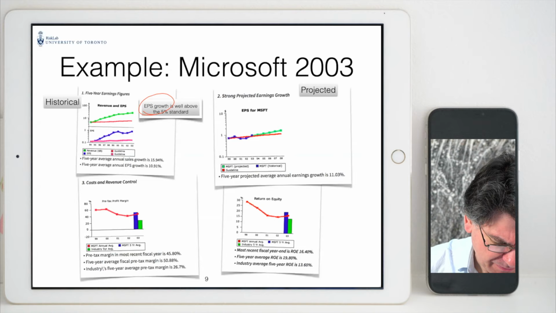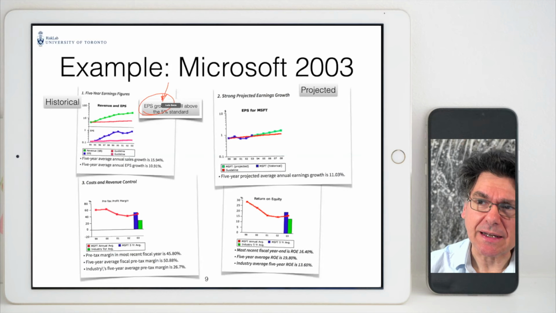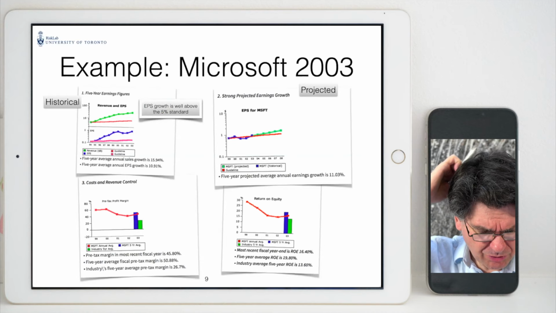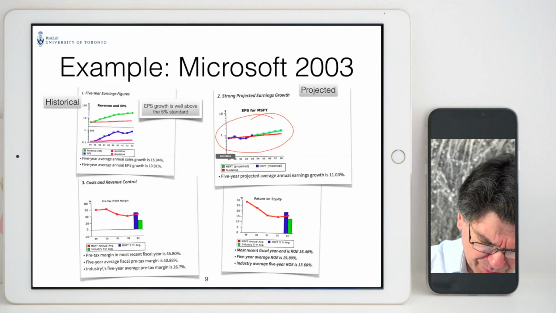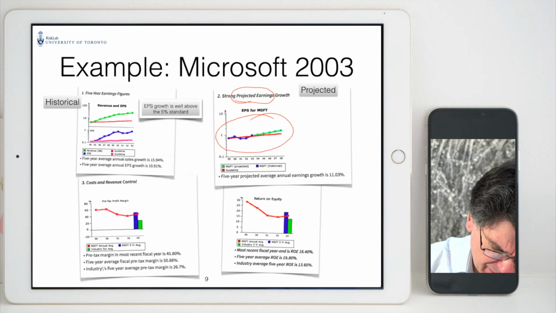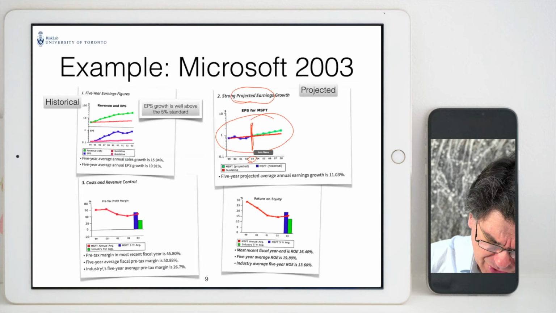And again, you look at growth. The numbers were not good yet, but they were good. Another thing that you look at is projected earnings growth. This has been the actual since 2003. You see that it's not so good. This part here is not good. But the projection is very good.